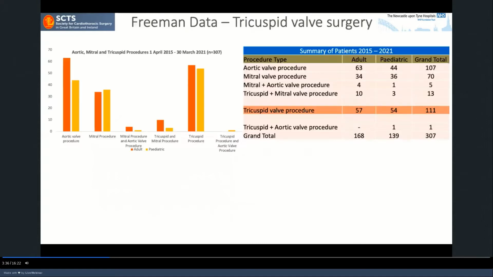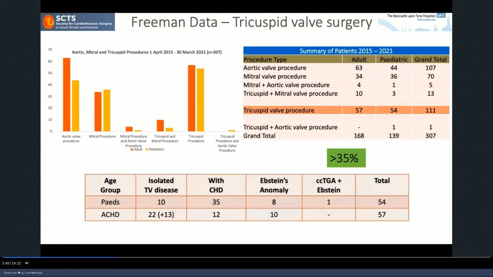This is the Freeman data, which shows that we took more than 35% cases for tricuspid valve procedures out of a total of all valves for surgery. And if I break this down into pediatric and ACHD for isolated tricuspid valve disease, we have about 20% patients in pediatrics, which is 10 patients out of the 54 that underwent isolated tricuspid disease repair. Similarly, a high number in the ACHD cases as well.